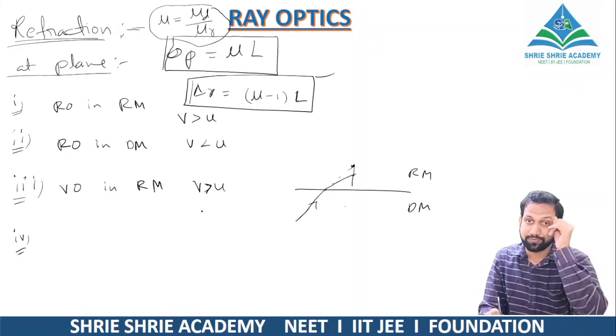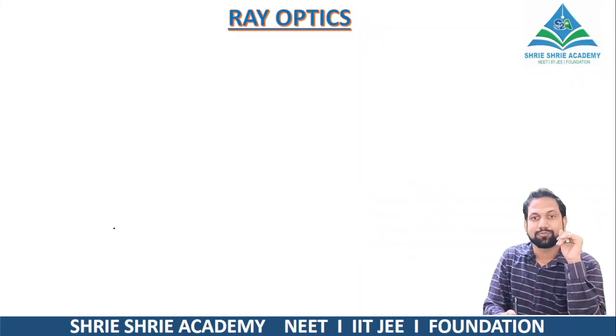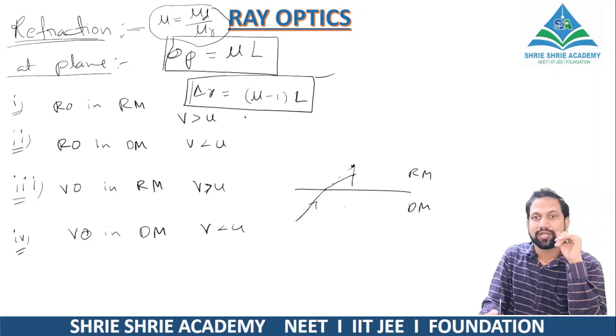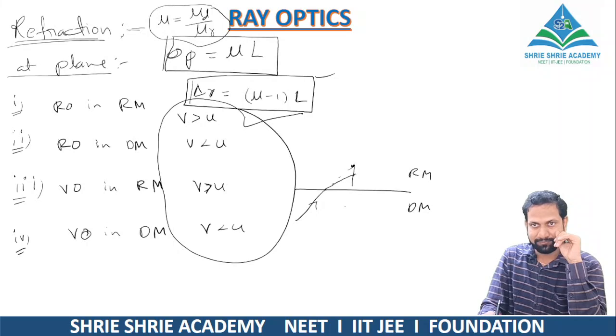Right? Virtual object is in rarer medium. A virtual object is in denser medium. So case 3, case 4. Virtual object in the denser medium, the reverse of this will come. Okay, V is less than U. These 4 cases I have clearly explained in the class. You have to remember them. Okay, you have to read them, right?